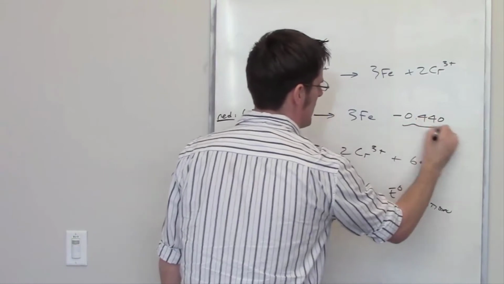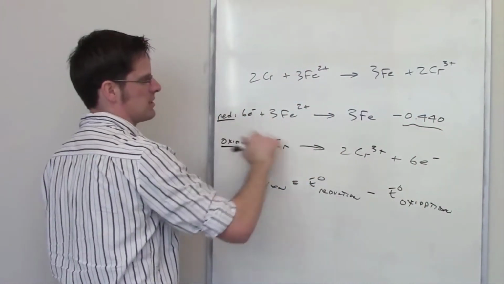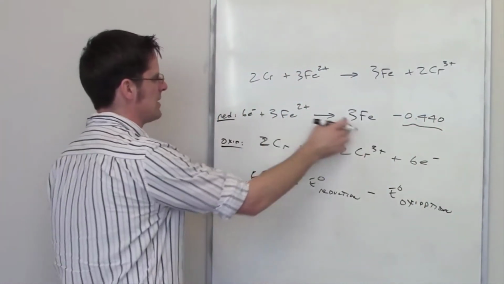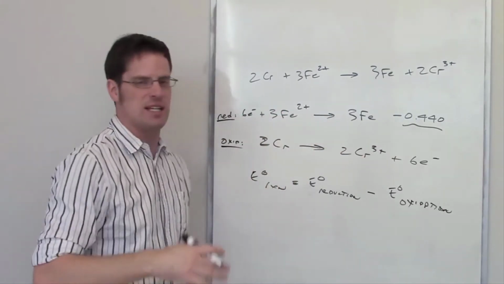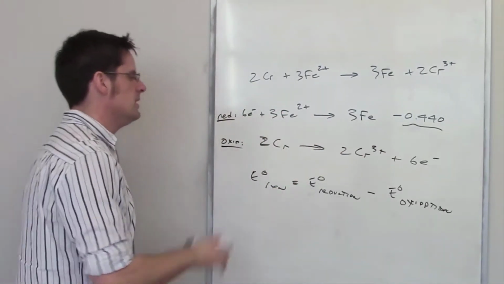Now one thing that's interesting about these is the stoichiometry doesn't matter. It's still negative 0.44 if I have 3's in front of these, if I have 1's in front of these, if I have zillions in front of these. Totally the same. Now let's look at the oxidation.